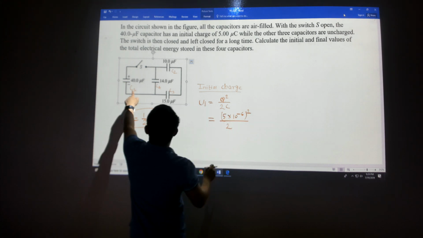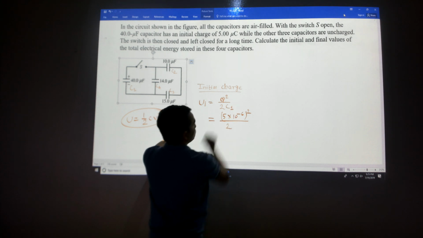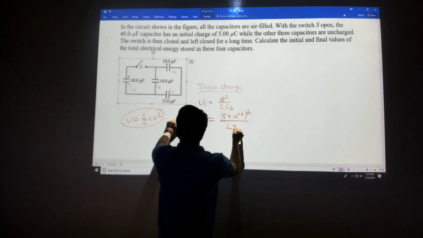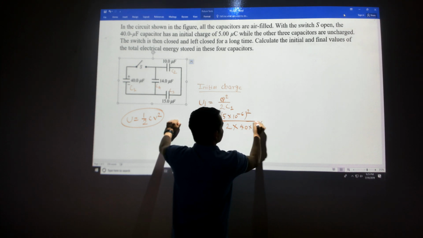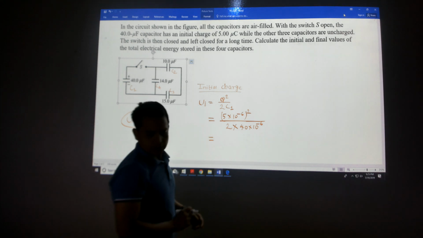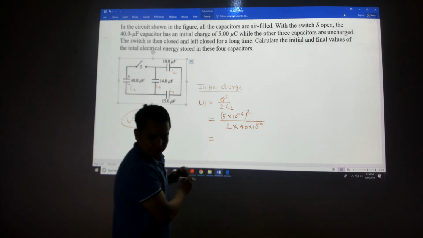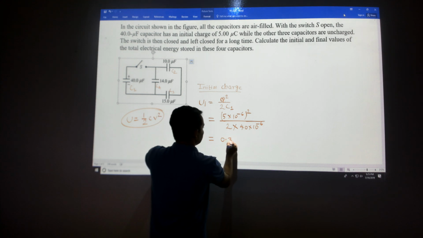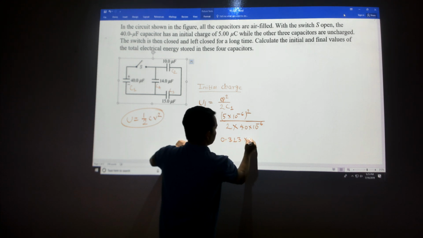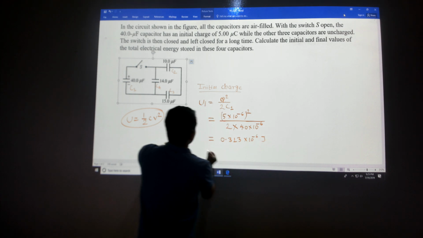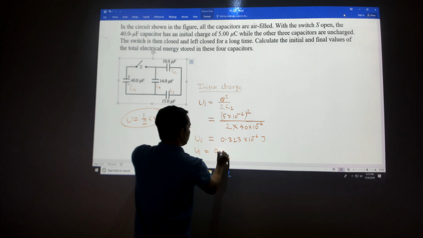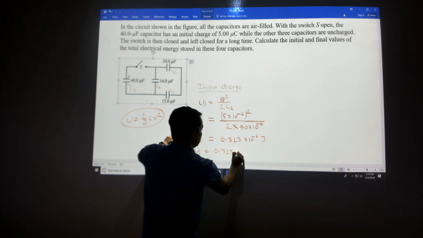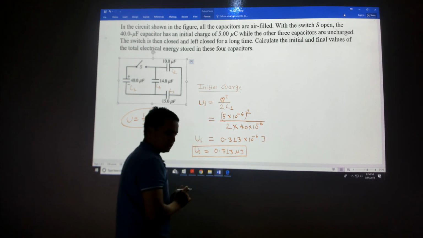And the initial charge is only on this capacitor, so I'm going to use C1. 2 times C1, which is 40 microfarad, 40 times 10 to the negative 6. So the answer you will get is 10 to the negative 6 joule. In other words, the initial charge on the system is 0.313 microjoule. That's the initial charge stored in the system.